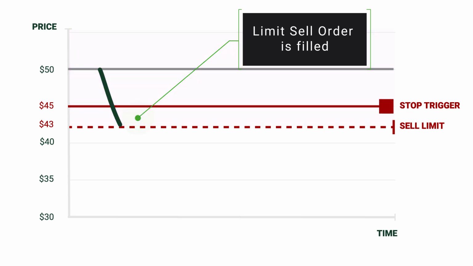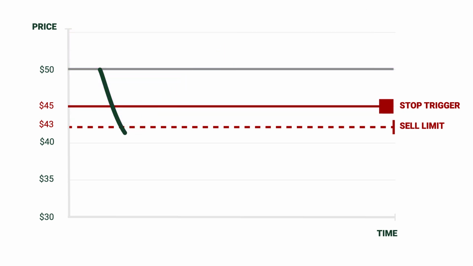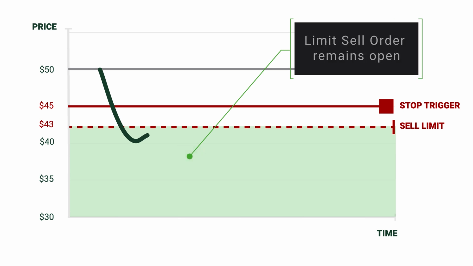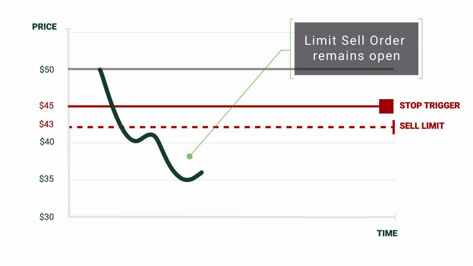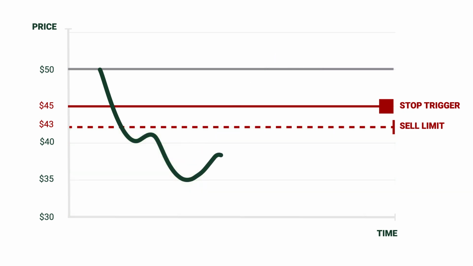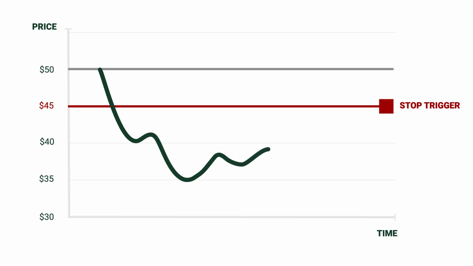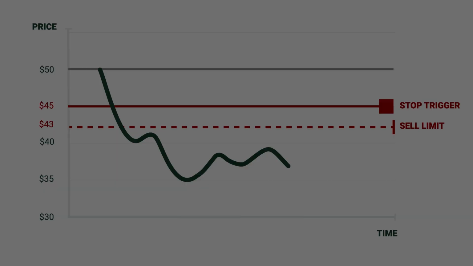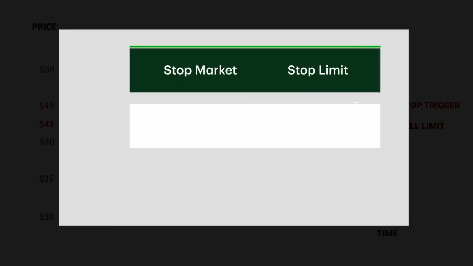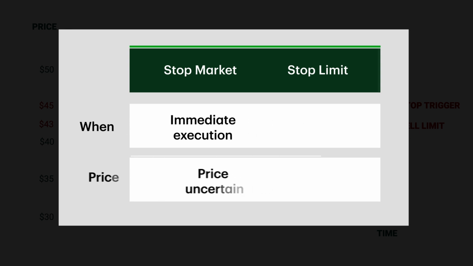However, if the price drops down below $43, like to $40 or $35, then the stop limit sell order remains open. At this point, you need to wait for the stock price to rise back up to or above the limit price of $43 before the order is filled. For this stop limit order, the execution is guaranteed to be no less than $43. So, with a stop market, the order is executed at the best available market price as soon as the stock price drops to or below the trigger price, but the exact price of the execution is uncertain.